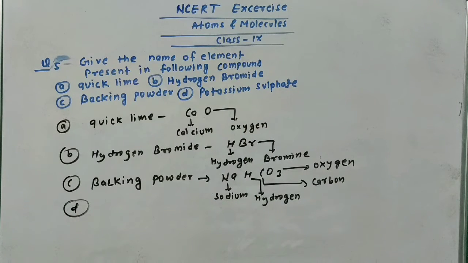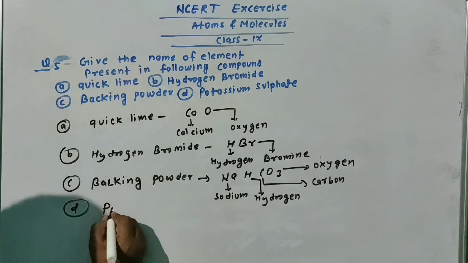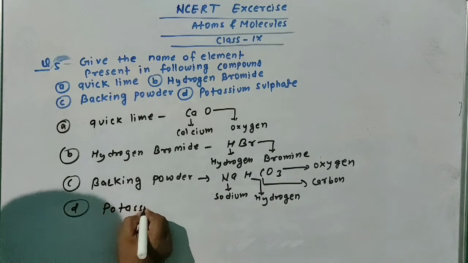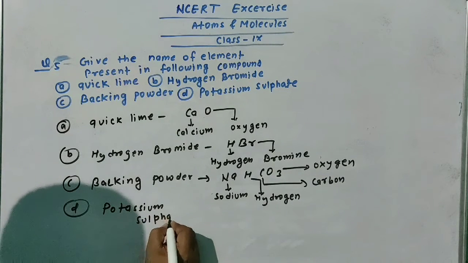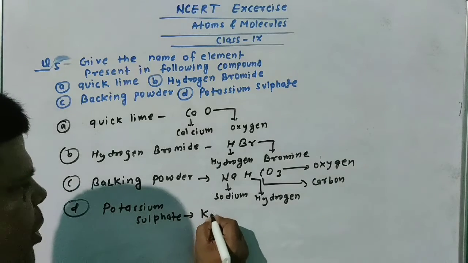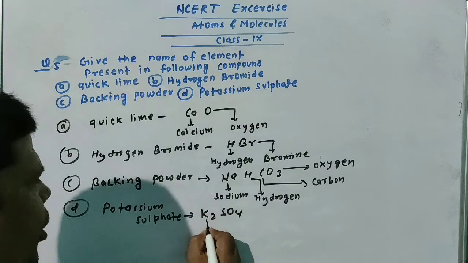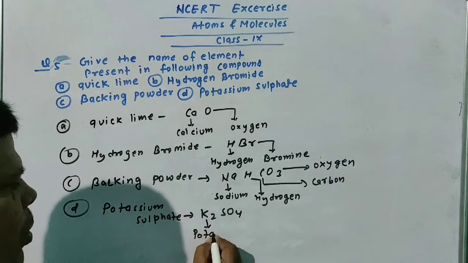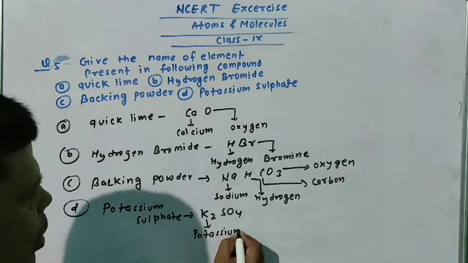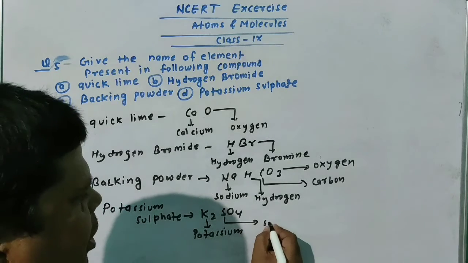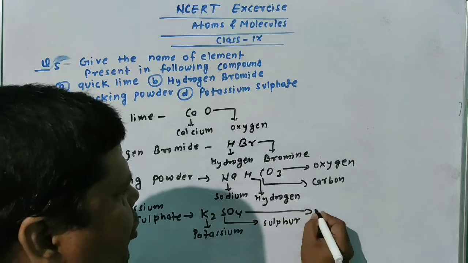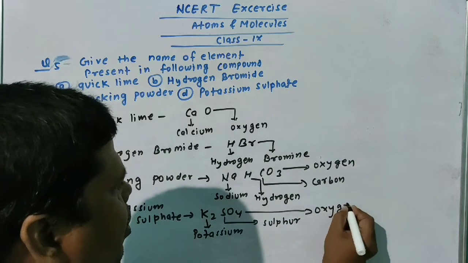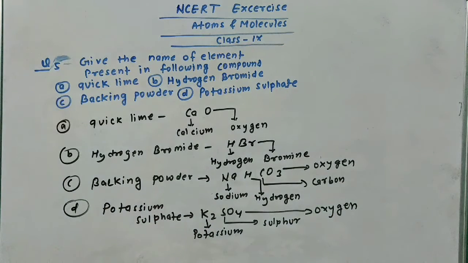Potassium sulfate. Its formula is K2SO4. K, that is potassium. Next is sulfur, and last one is oxygen. So these are the elements present in all these compounds.